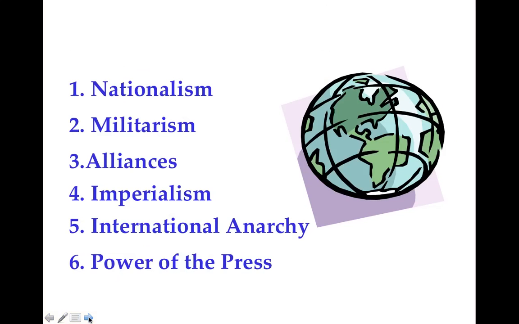All right, some of the major events that we're talking about here: nationalism, militarism, alliances, and imperialism. Those are really the core four. We'll see those in multiple texts, but some texts or historians will also allude to international anarchy as well as the power of the press, specifically propaganda.